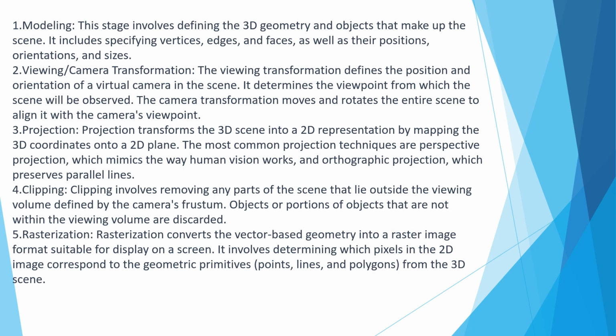Rasterization. Rasterization converts the vector-based geometry into a raster image format suitable for display on the screen. It involves determining which pixels in the 2D image correspond to the geometric primitives, such as points, lines, and polygons from the 3D scene.